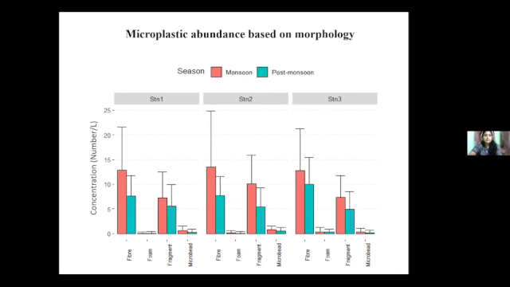This is the graph which I have prepared on the basis of morphological analysis of microplastics. Here we can see that fiber concentration is higher as compared to the other forms of microplastic like fragment, foam, and microbead. If we look at the graph on the seasonal basis, not only the fiber but fragment also shows a high abundance in monsoon season as compared to post-monsoon season. Microbeads and foam I have encountered very less as compared to the other forms, and fiber constitutes the major part of the microplastic on a morphological basis.